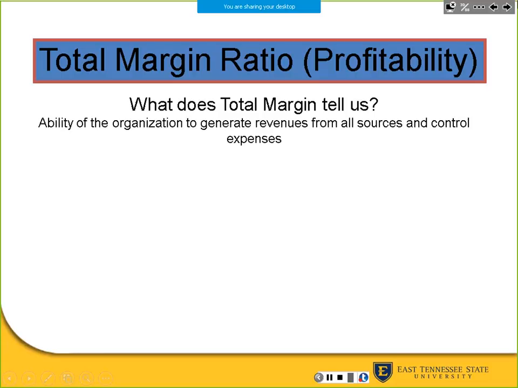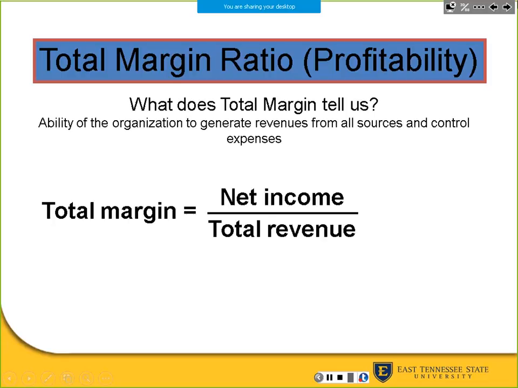at our ability, and how we do in terms of generating revenue from all of our different sources, whether that's premium revenues, patient revenues, operating income, non-operating income, and how well we do at controlling our expenses. So is our revenue exceeding our expenses, which is what we want, or are we spending more than what we're bringing in? Total margin is going to tell us that. And we calculate that as net income divided by total revenue. So if we look at our 3 financial sheets, what is our total net income going to be?